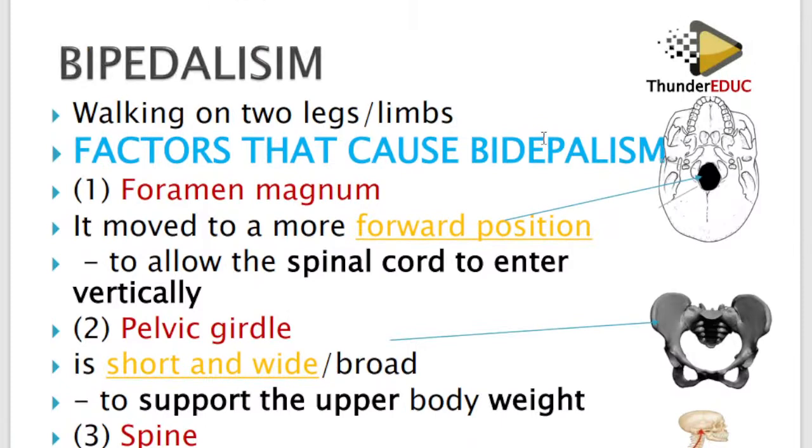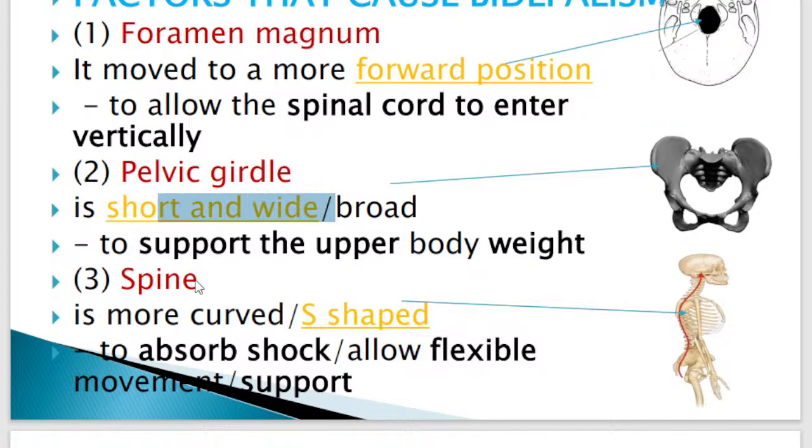Let's go. So that's how it is supposed to be. And now I'll also show you how the factor of bipedalism is brought about. Which features do we look at to say that this organism is bipedal? So first of all, we look at the position of the foramen magnum, we look at the shape of the pelvis, we look at the shape of the spine.